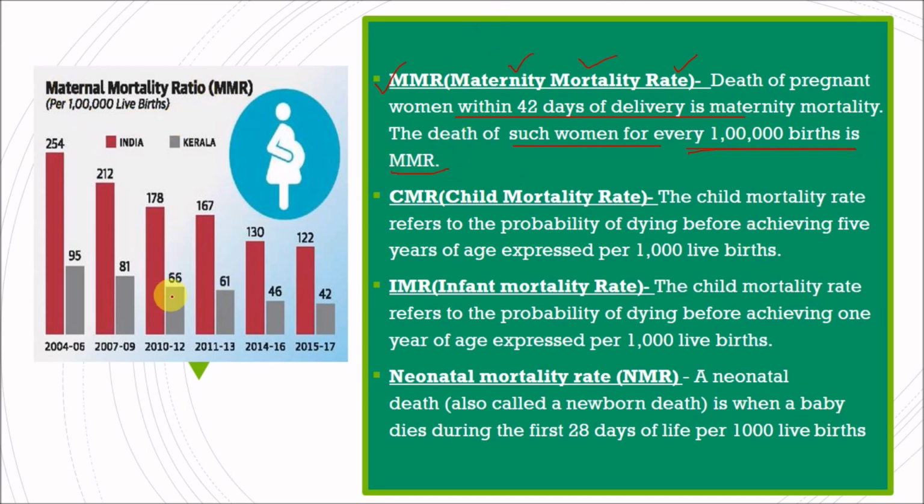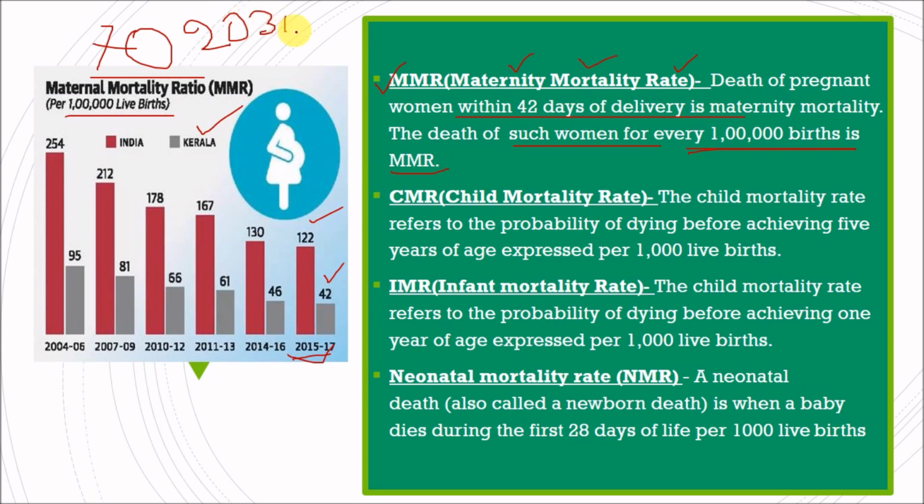Similarly, this is the diagram in which we can find out. For India, currently, for 2015 to 17, the number was 122, and the best performing state here is Kerala. Kerala has an MMR of 42 only. Similarly, India has a target of reaching 70 by the year 2030. Our entire mortality rate of the country should be 70. This is the target by the year 2030.